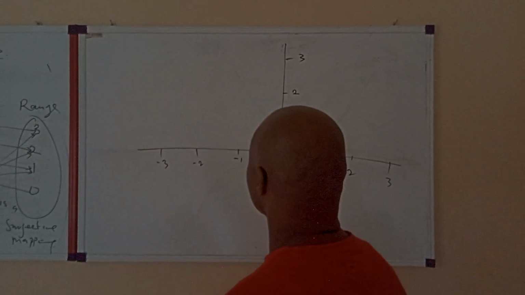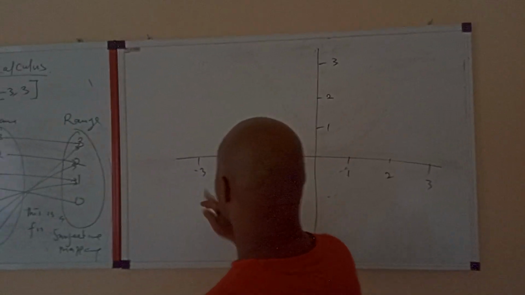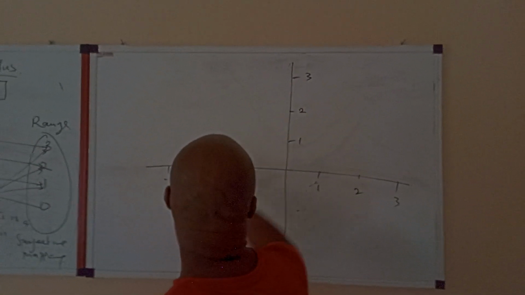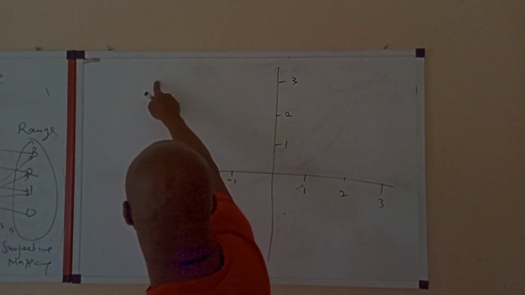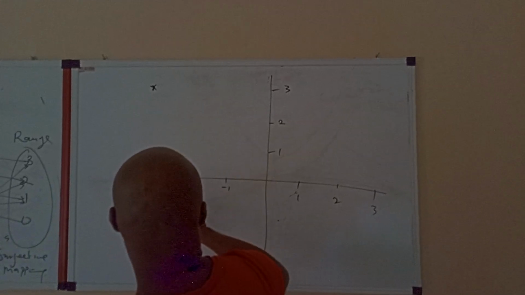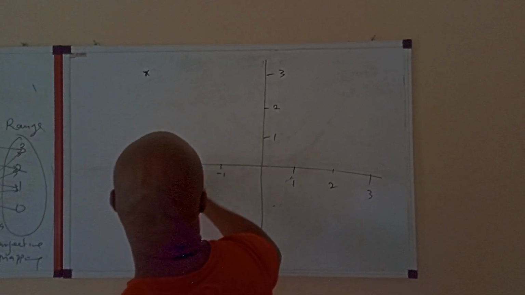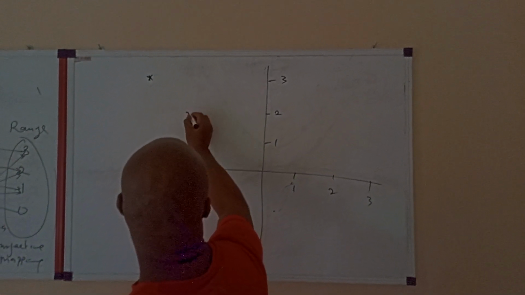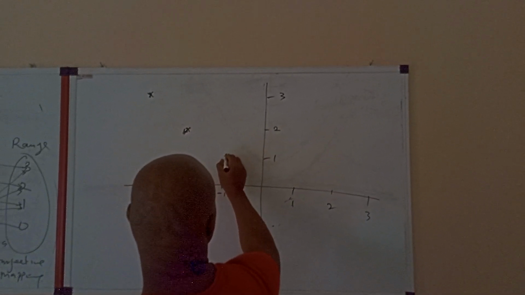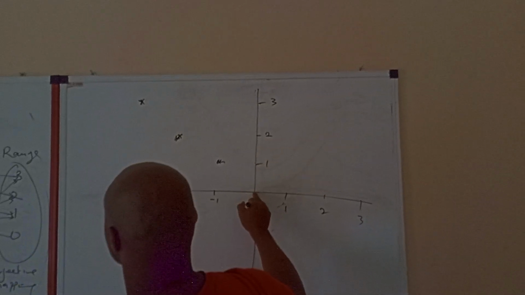So if we want plot graph for this one, you see say when it be -3, the thing give you 3. When it be -2, it give you 2. When it be -1, it give you 1. When it be 0, it give you 0.